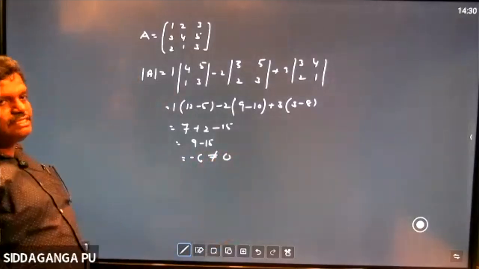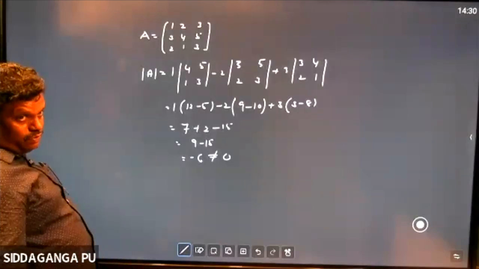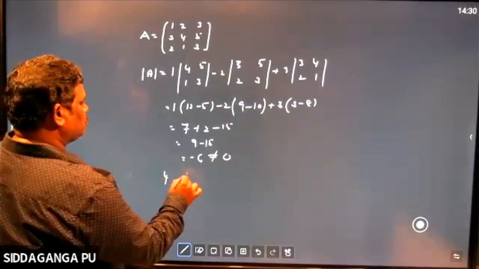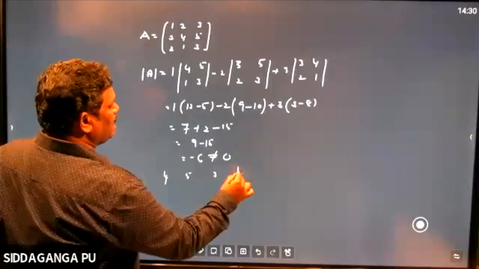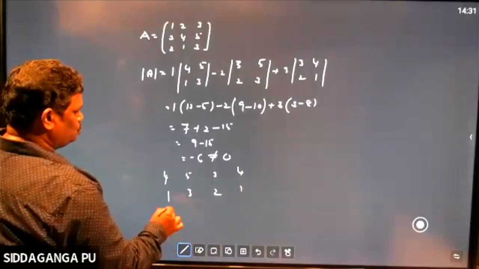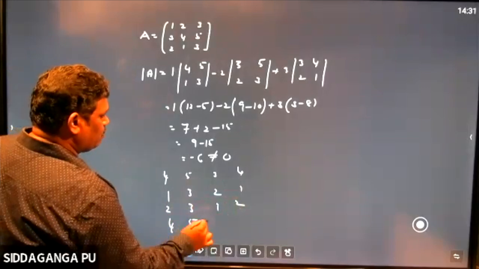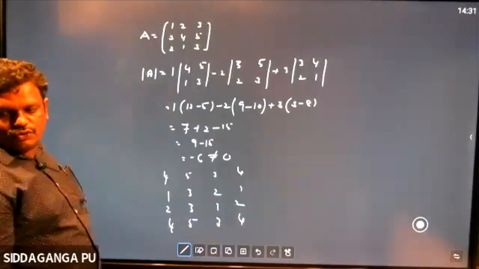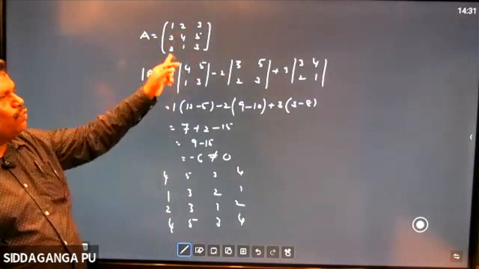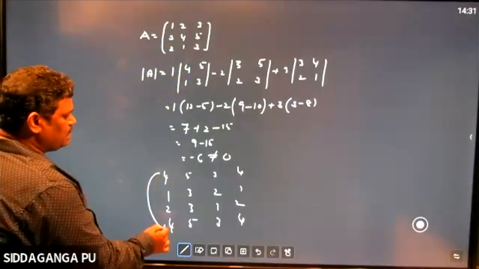Then this inverse exists. Okay? The inverse exists. Then how do we calculate this inverse? We want the adjoint matrix. For the adjoint matrix, we start with the values here: 4, 5, 3, 4, next 1, 3, 2, 1, next 2, 3, 1, 2, and again we repeat 4, 5, 3, 4. So first we run like this. Then the second row, second element: 4, 5, 3, 4, 1, 3, 2, 1, next 2, 3, 1, 2, and we repeat the values above in the same way.